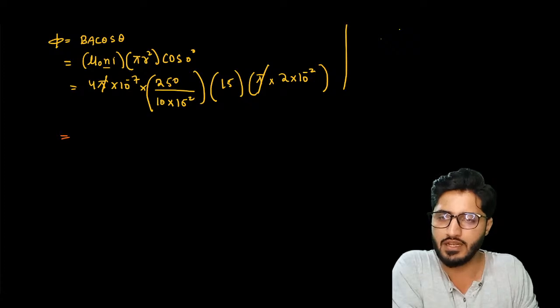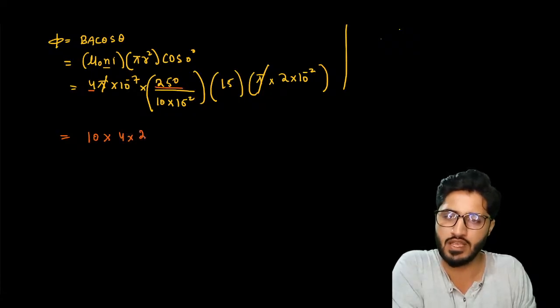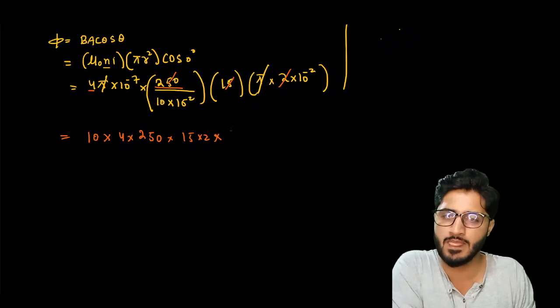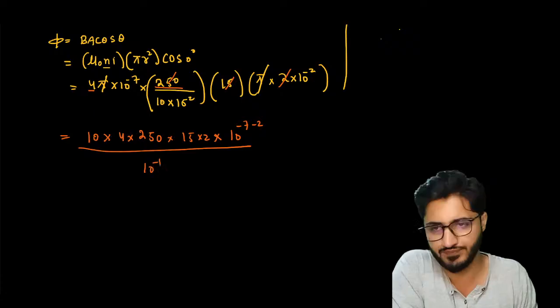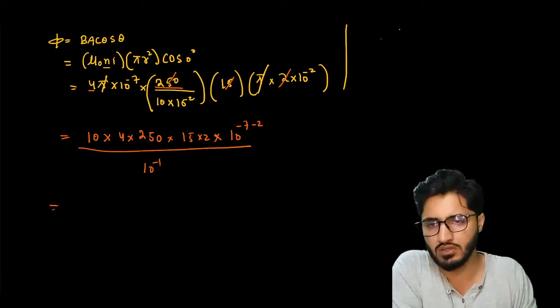So I can write, instead of these 2 pi, I can write 10. Then we are having 4 into 250, done. We are having 15 into 2 now. 2 cancels, 15 cancels this much. Then we are having 10 to the power minus 7 minus 2, whole divided by 10 to the power minus 1.